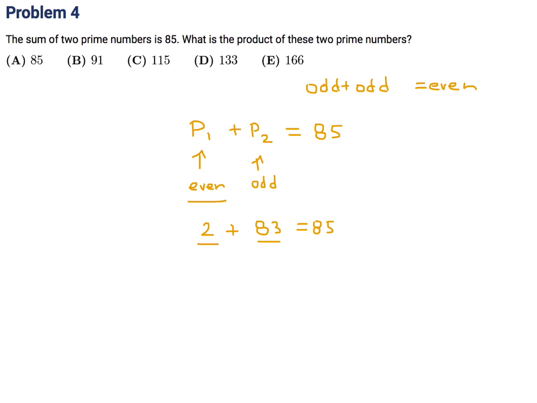So these are the 2 primes. Very quickly you can figure that out. So the product of these 2 primes is obviously 2 times 83, and that is 166. So number 4, the answer is E.